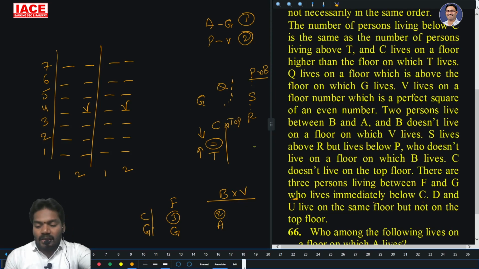They are saying D and U live on the same floor, but not on the 7th floor. That is the information they have given.